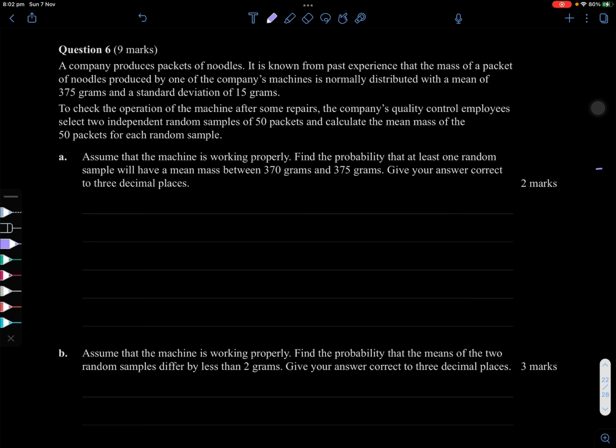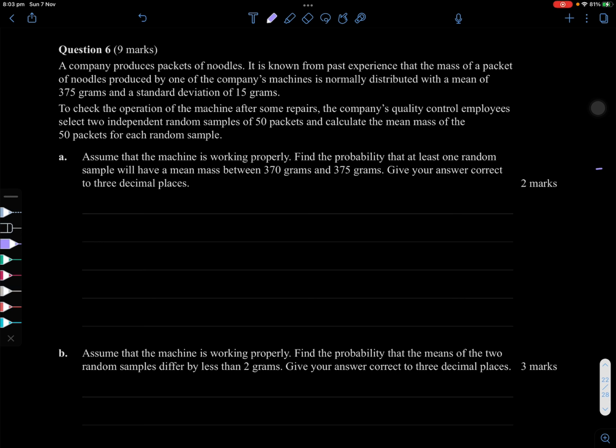It's reasonable. Okay, last question, probability. Company produces packets of noodles. It is known from past experience that the mass of a packet of noodles produced by one of the company's machines is normally distributed with a mean of 375 and a standard deviation of 15. To check the operation of the machine after some repairs, the company's quality control employees select 2 independent random samples of 50 packets and calculate the mean mass of the 50 packets for each random sample. Assume the machine is working properly. Find the probability that at least one random sample will have a mean mass between 370 and 375 grams.